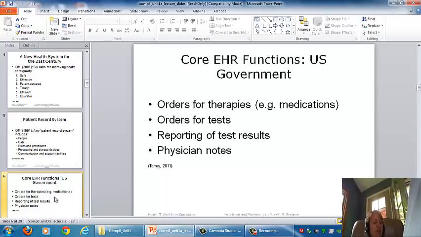The federal government has defined a complete EHR system as containing 4 basic functions: computerized orders for prescriptions and other therapies, computerized orders for tests, reporting of test results, and physician notes. To date, however, no federally enforced single standard based on this definition has been reached.